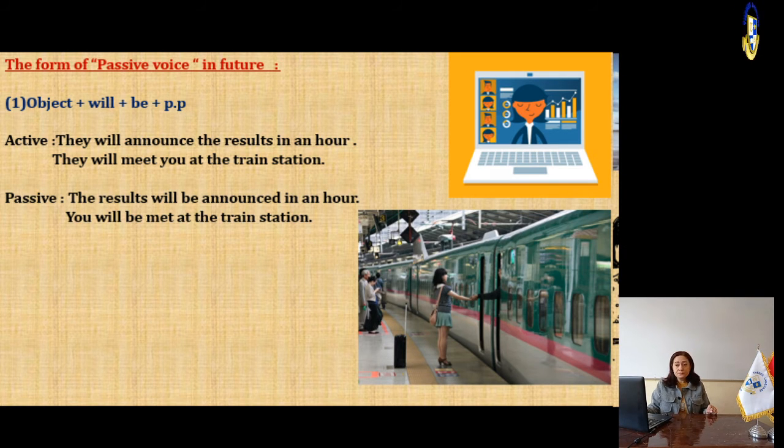Slide 11. Object, am, is or are, plus going to, plus be, plus past participle. It's still future but using be going to. Yes, I have ing here, but be careful, it's not continuous, it's future by using be going to. They are going to build a new hospital. They is the subject, are going to build, all of it, is the verb in the future using be going to. A new hospital is the object. A new hospital is going to be built: be is the infinitive, built is the past participle of the main verb.